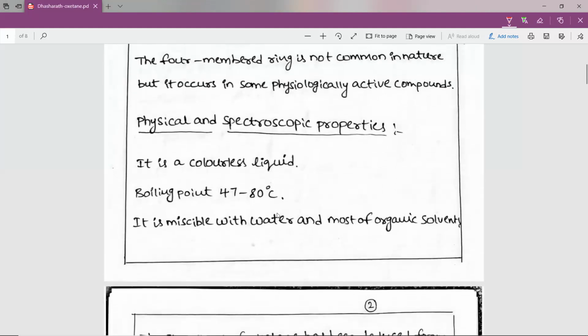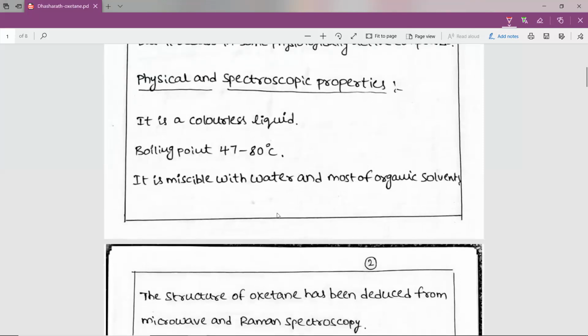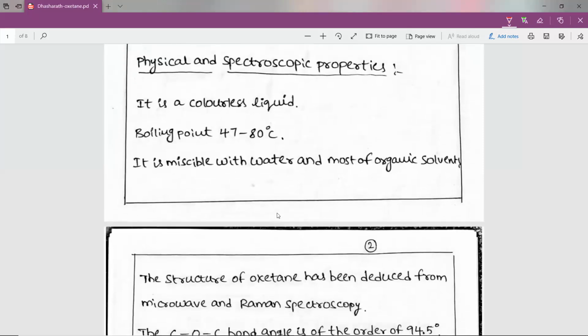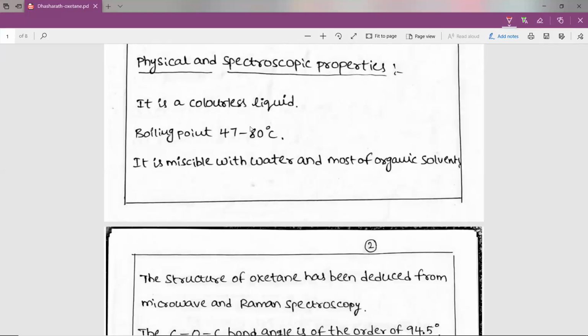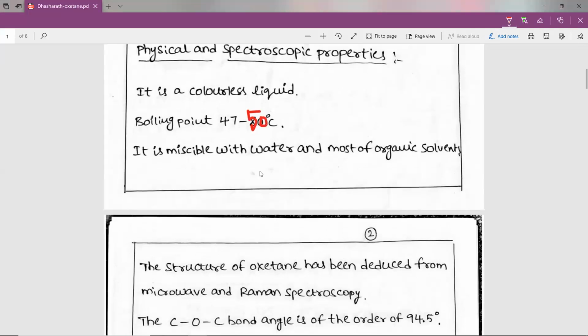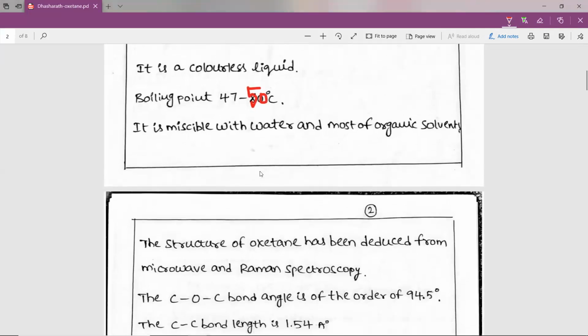Coming to physical properties, it is a colorless liquid having a boiling point of 47 to 50 degrees centigrade. It is miscible with water and many other organic solvents.